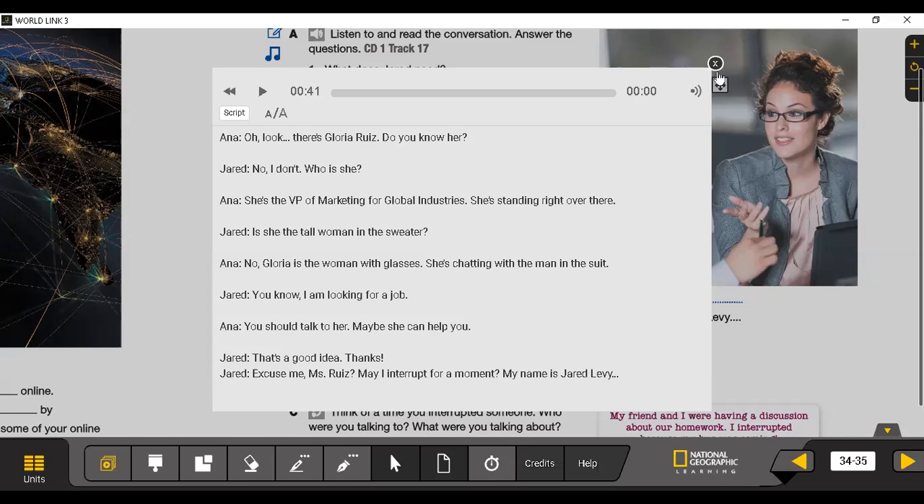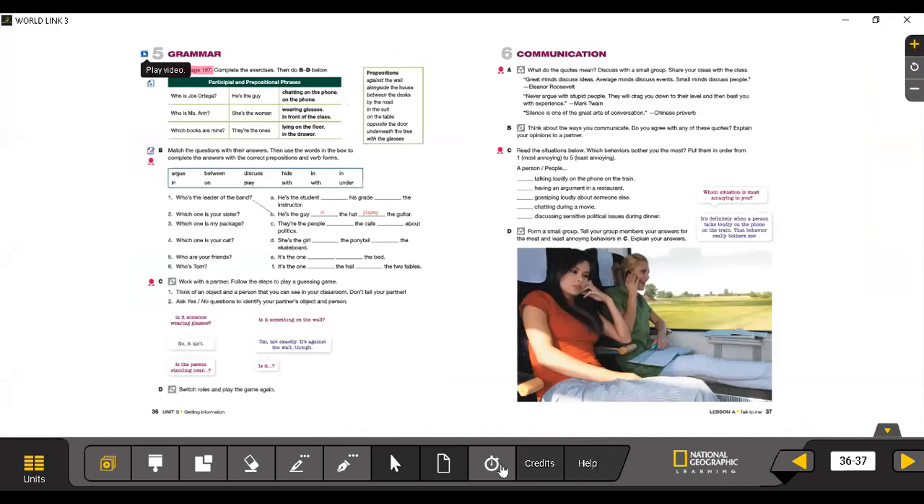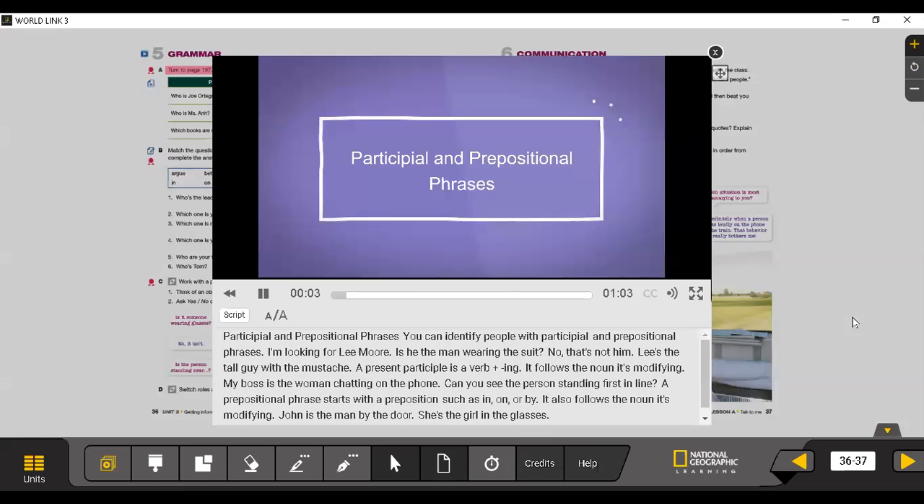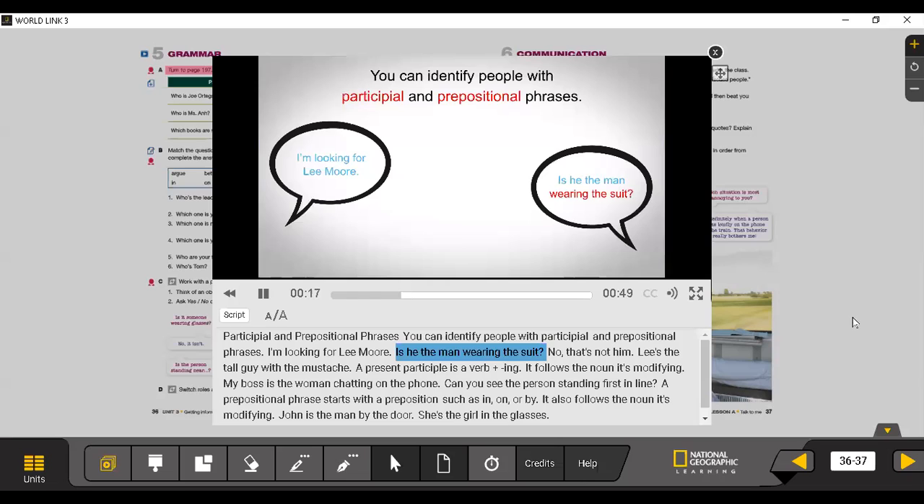Excellent. That is the grammar in context. And now look at the thing that your book offers to understand this topic better. Listen and read. Participial and prepositional phrases. You can identify people with participial and prepositional phrases. I'm looking for Lee Moore. Is he the man wearing the suit? No, that's not him. Lee's the tall guy with the mustache.